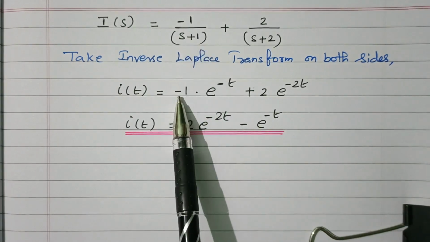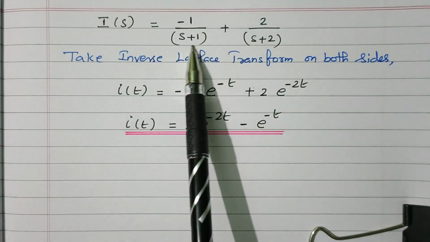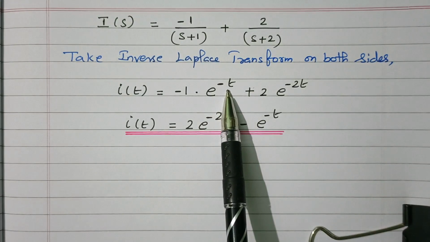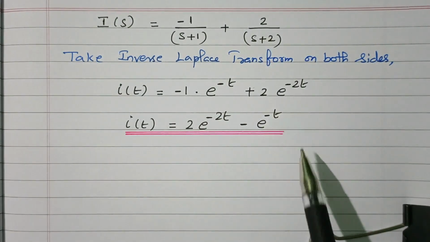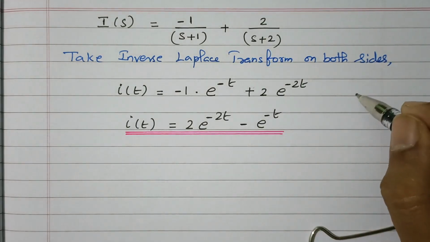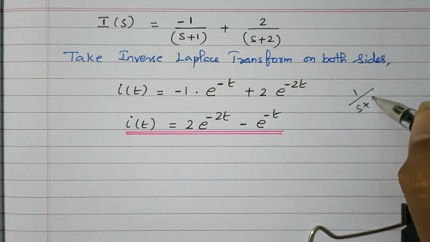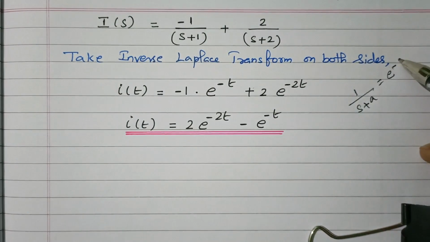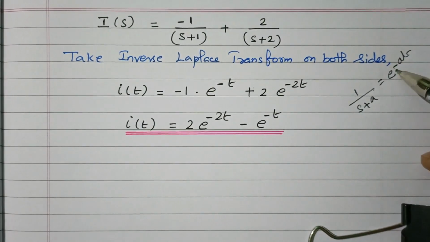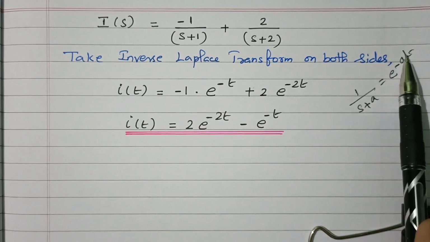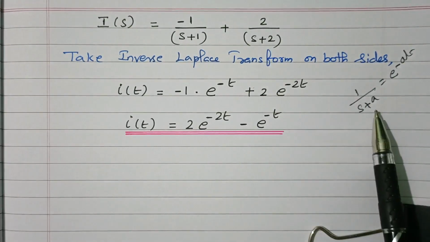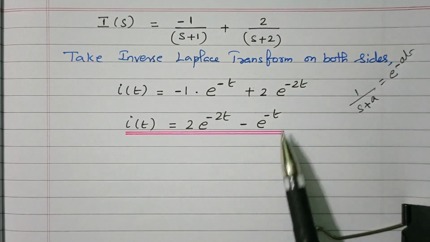Minus 1 is a constant. 1 divided by s plus a is nothing but e power minus at, so 1 divided by s plus 1 gives e power minus t. 2 is a constant, and 1 divided by s plus 2 gives e power minus 2t. The formula is 1 divided by s plus a equals e power minus at. Here plus means minus. In the first case a is 1, so we get e power minus t. In the second case a is 2, so we get e power minus 2t.